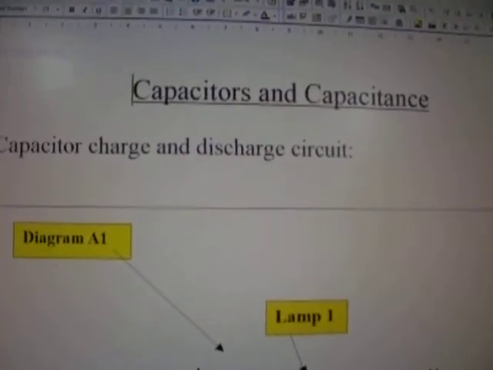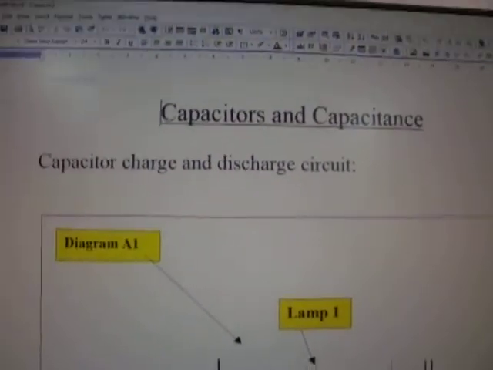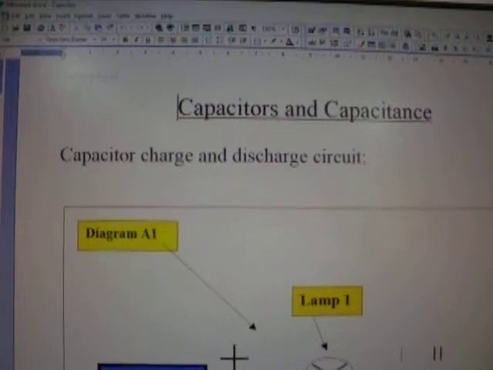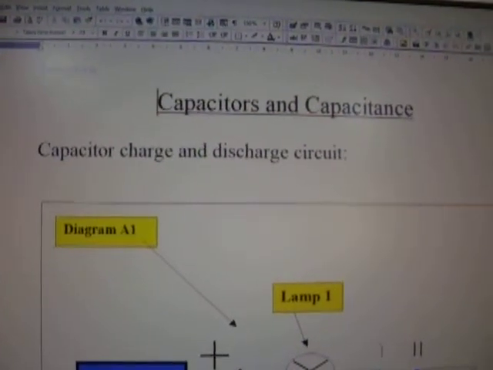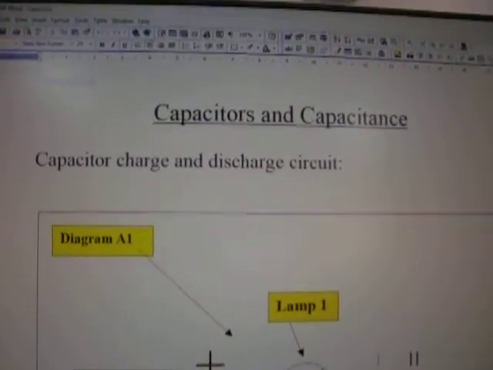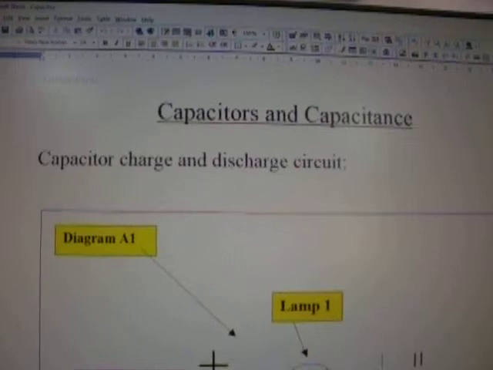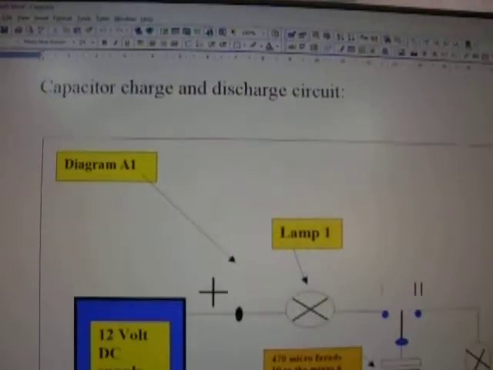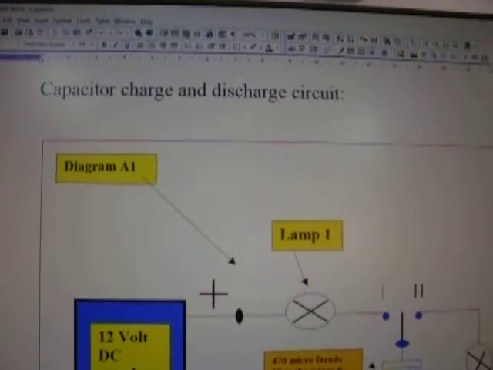What I want to look at today is capacitors and capacitance. And what I've done is to begin to look at how a capacitor charges and discharges.